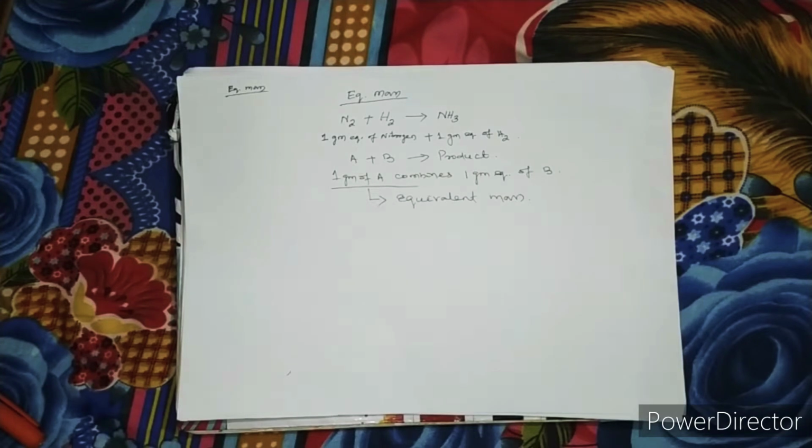To calculate equivalent mass, we must know how to calculate molecular mass. And for calculation of molecular mass, we must know atomic mass. We must memorize at least the atomic masses till atomic number 30, from hydrogen to zinc. Otherwise, we cannot calculate equivalent mass.